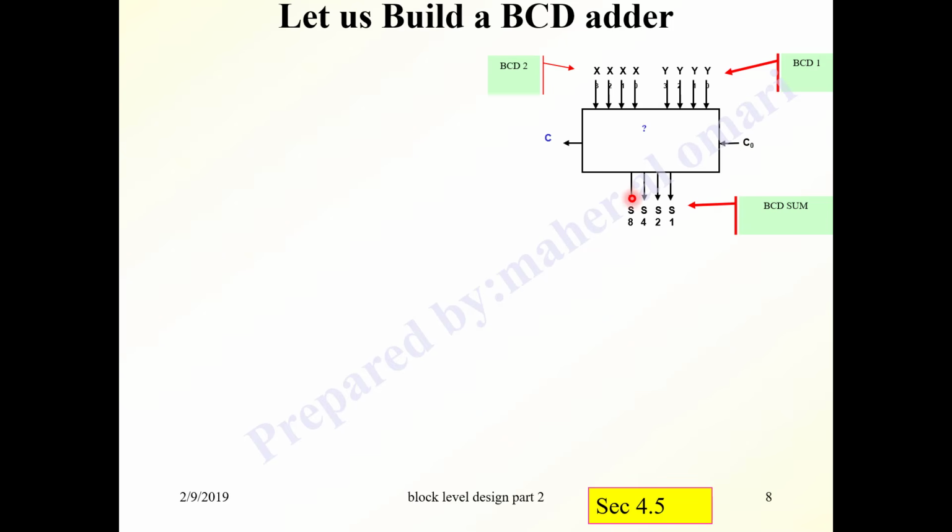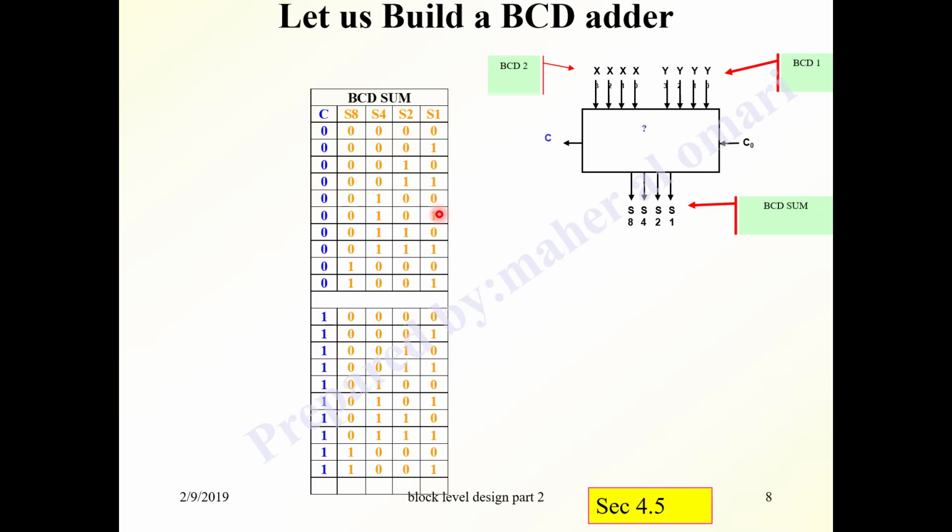So a total sum that ranges from 0 to 19. Why 19? This is 9 and this is 9, and this could be a 1. So there should be here a 19. How would this 19 appear? It will appear here as a 9, and this here will be considered a 1. So this is 19. This is the output of the BCD adder that I want to build.